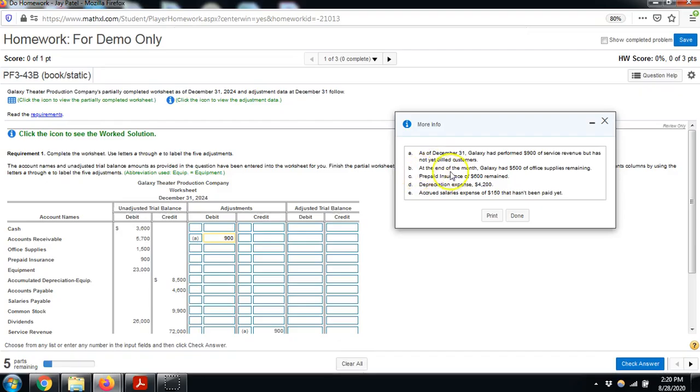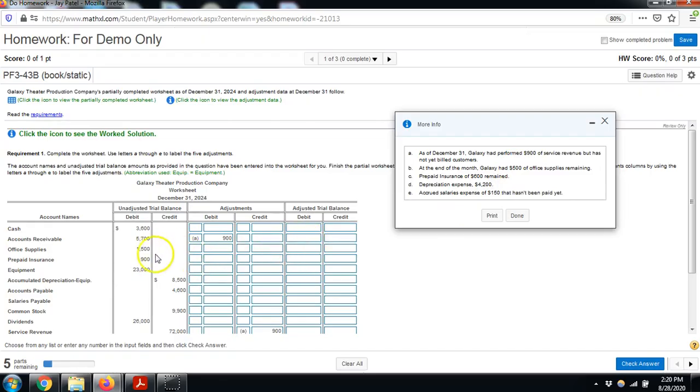Next one, at the end of the month, Galaxy had $500 of office supplies remaining. If we look at our unadjusted trial balance, we'll see that our office supply balance is $1,500, and it's telling us that we have $500 left. So what does that mean? It means that we've used $1,500 minus $500, which is $1,000 of office supplies, because if we started with $1,500, we have $500 left. That means $1,000 of it got used up during this period.